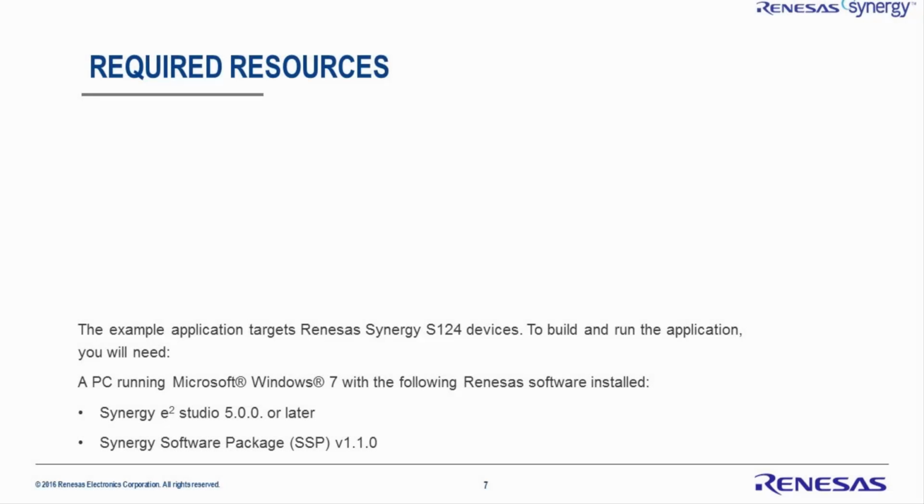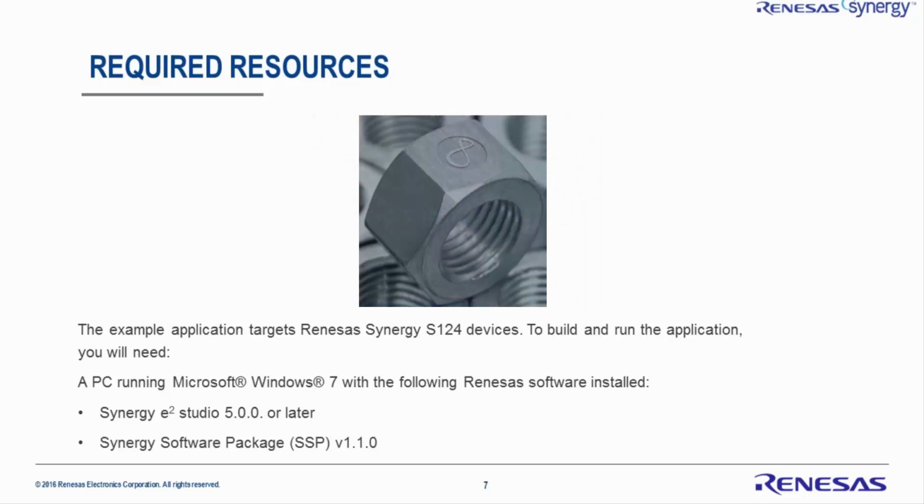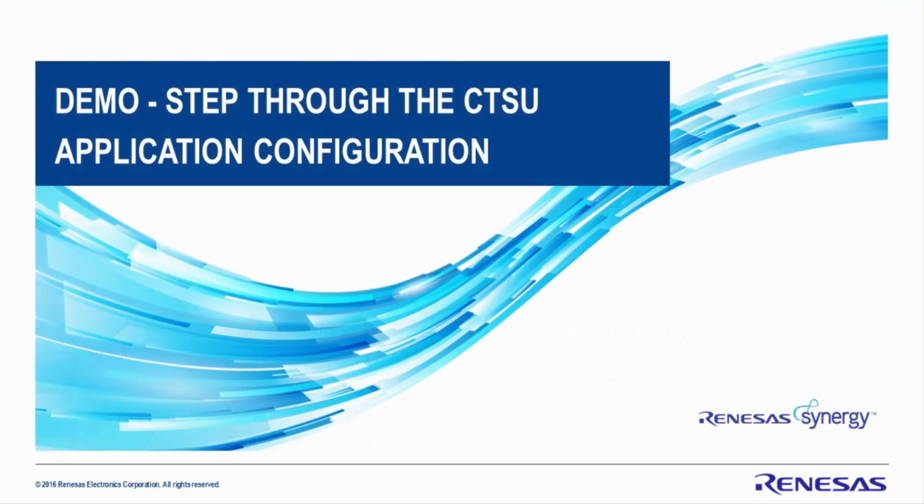To build and run the application, you will need a PC running Microsoft Windows 7 or Microsoft Windows 10 with the following Renesas software installed: Synergy e2 studio 5.0 or later, and Synergy Software Package SSP version 1.1.0. This application note provides step-by-step instructions to use the SSP slider button framework feature to recreate this application.